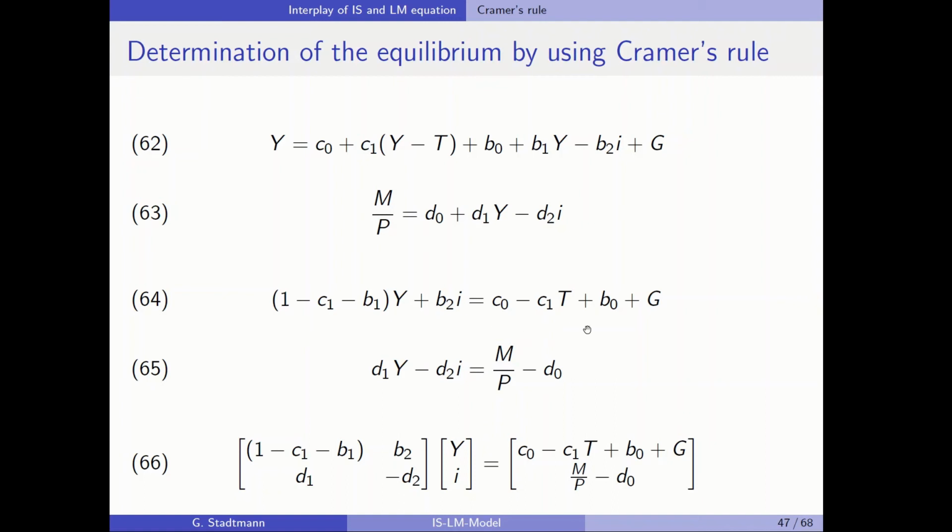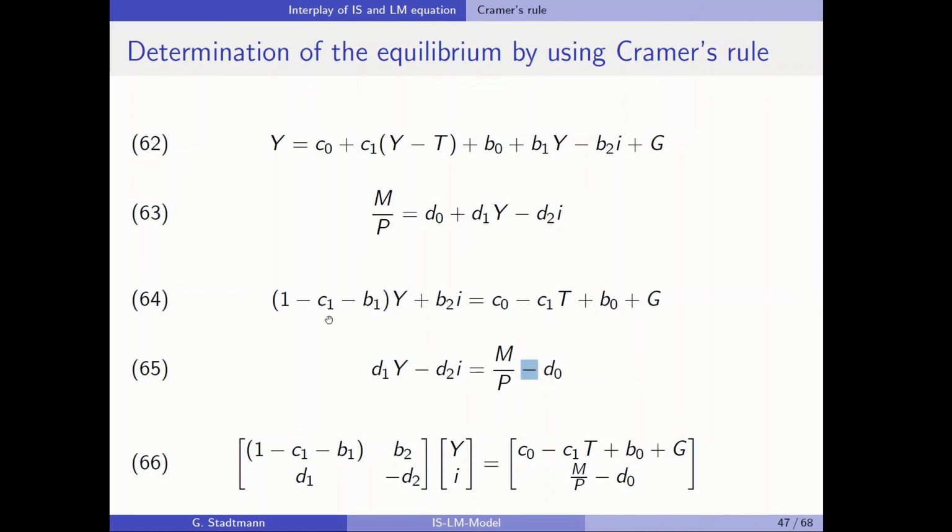The first equation is the goods market equilibrium condition. We put this C1y on the other side of the equation, and we also put this B1y on the other side of the equation. Furthermore, we are also putting this minus B2i on the other side of the equation, and it pops up here with a positive sign. On the right-hand side, we have our autonomous components. In the money market equilibrium condition, we put D2 on the other side of the equation, and it pops up here with a negative sign.